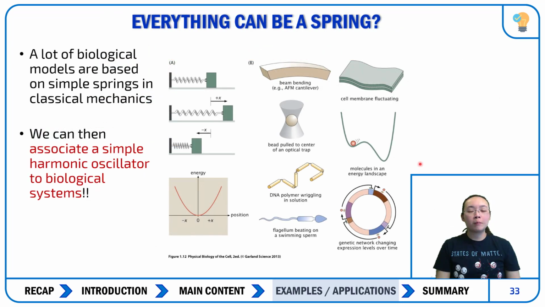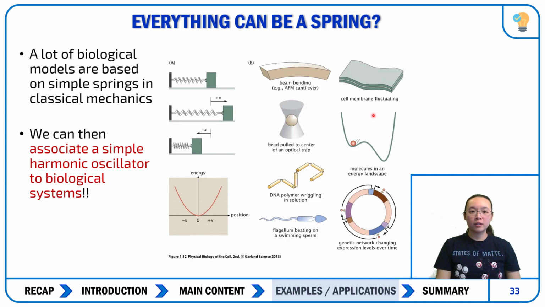Next, I'm posing a question: basically, can everything be a spring? So obviously not, but in a model they can be. So there are tons of biological models that are based on simple springs in classical mechanics. From here, the assumption is that when a spring is relaxed and at resting length, the energy involved is at a minimum. So right here, when the spring is relaxed, the energy is at a minimum. But when it's compressed or stretched, the energy increases, either kinetically or potentially.